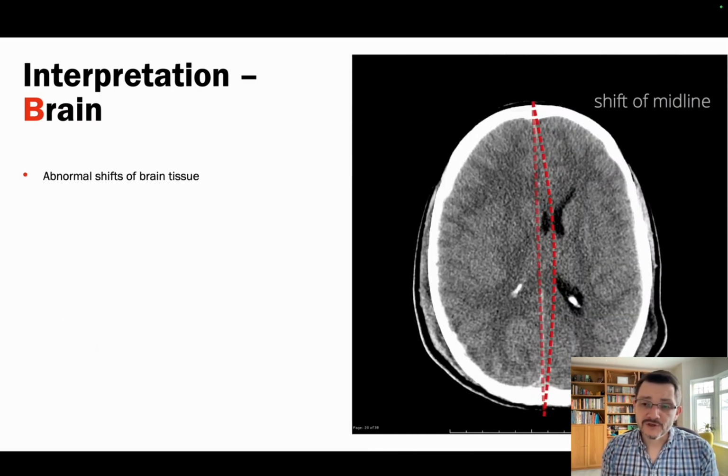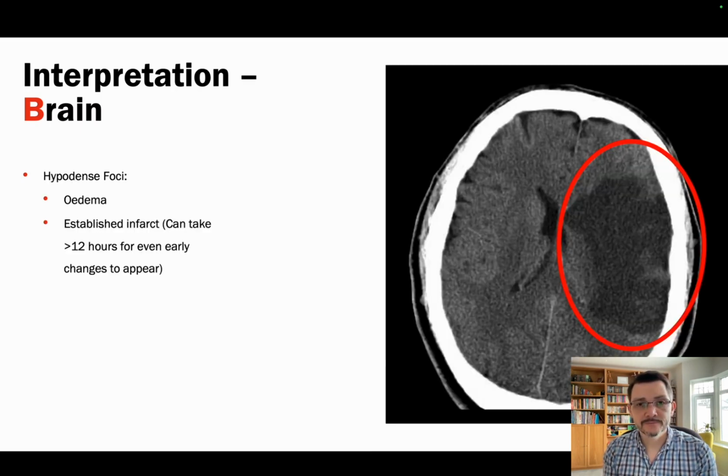You're also looking for abnormal shifts of brain tissue. So on this side, you can see that the brain is pushing over to the patient's left-hand side, to the right side of the image, because there's something wrong on the right side of the brain. And to be honest, that probably doesn't look fully like an infarct. This looks like there may be something like a tumour growing, because what you can see here is that ventricle on that right-hand side is definitely completely obliterated by the brain tissue squeezing on it and pushing it out of view.